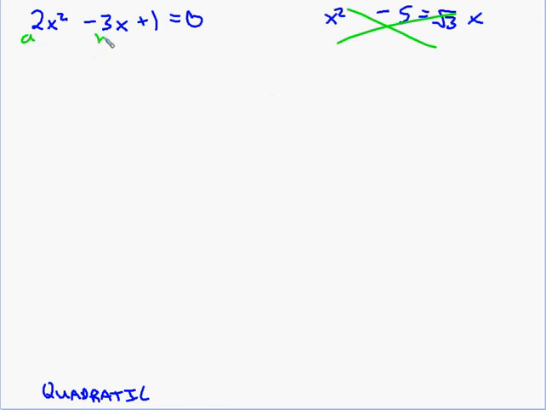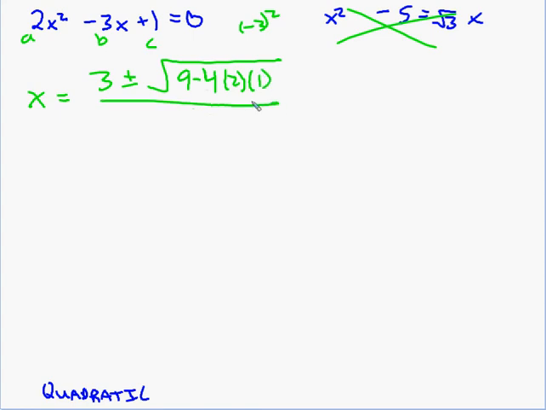This is a, b, and c. So x equals negative b plus or minus the square root of b squared. So negative 3 squared, which by the way, negative 3 squared, that's 9. So 9 minus 4 times a times c, all over 2a, so that's a 4. And that's going to be a 1. The square root of 1.